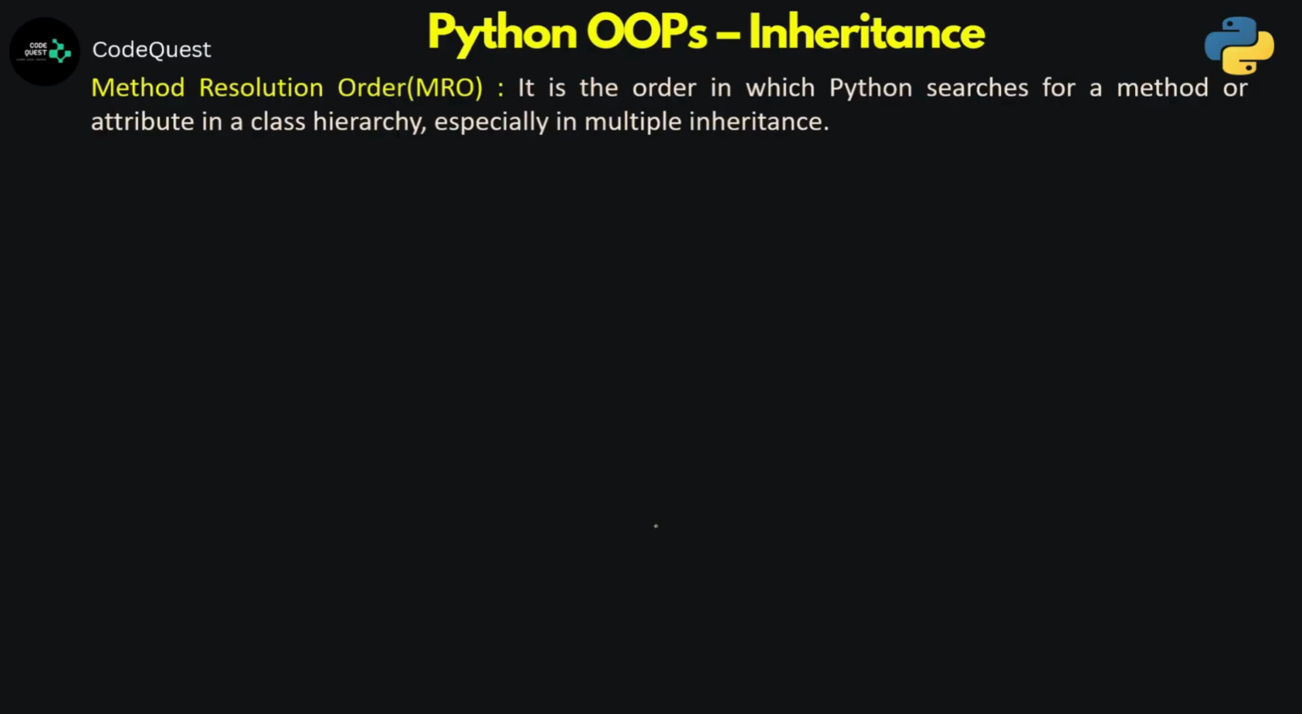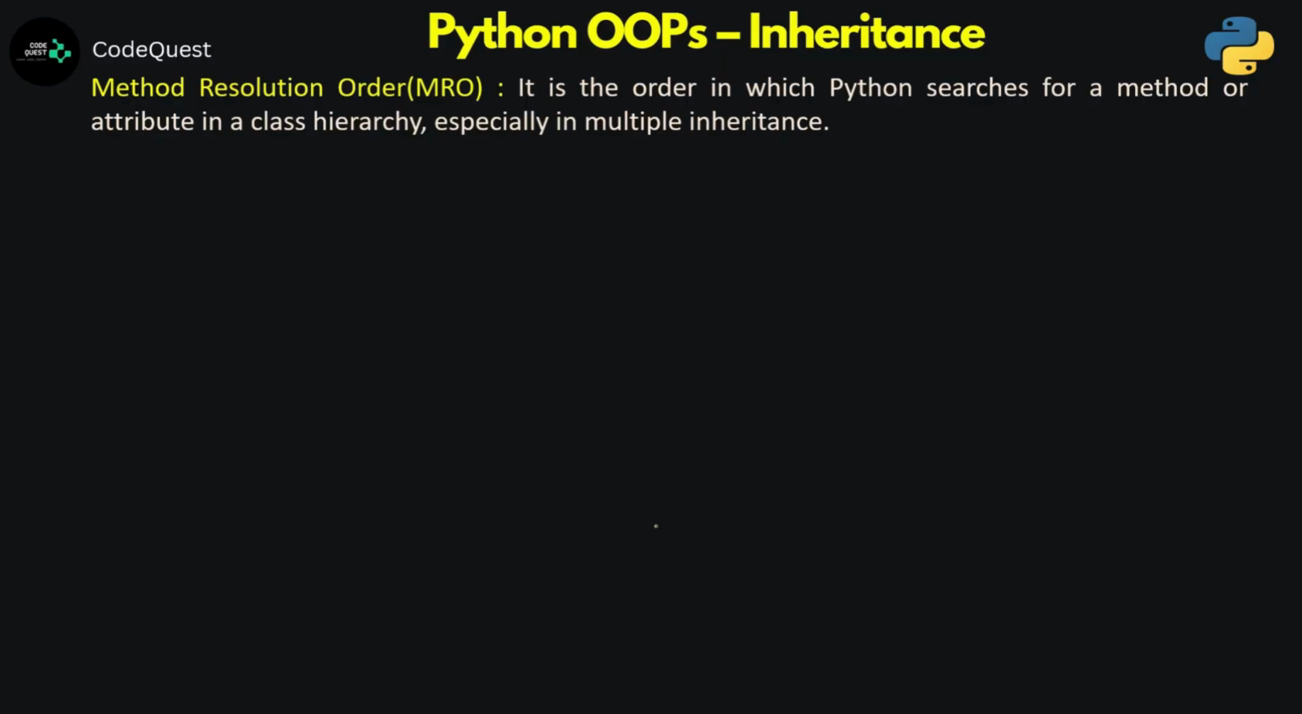So method resolution order, otherwise known as your MRO, is nothing but the order in which Python will search for a method. Because when we go for method overriding, what we normally do is define the same method that is available in the parent class in the respective child class.